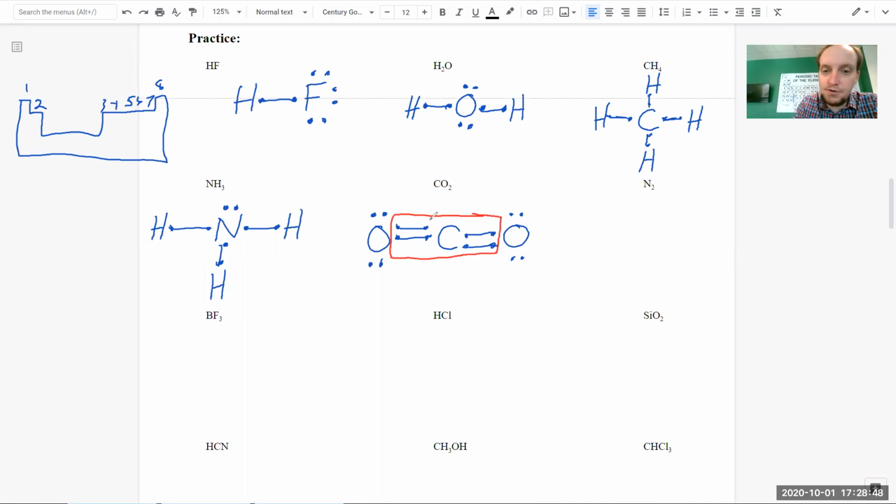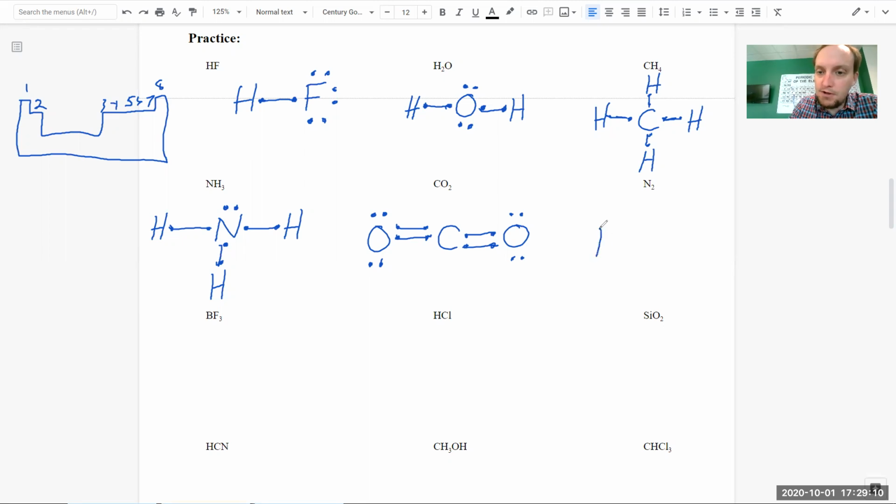The 2 in the center are the original ones. These are the ones that are contributed from the oxygens. And then again, here are the 8 for the oxygen. Each has 6 plus 2 that it's sharing. Therefore, it has 8. All atoms there have 8. Okay, it's kind of like puzzles, right?